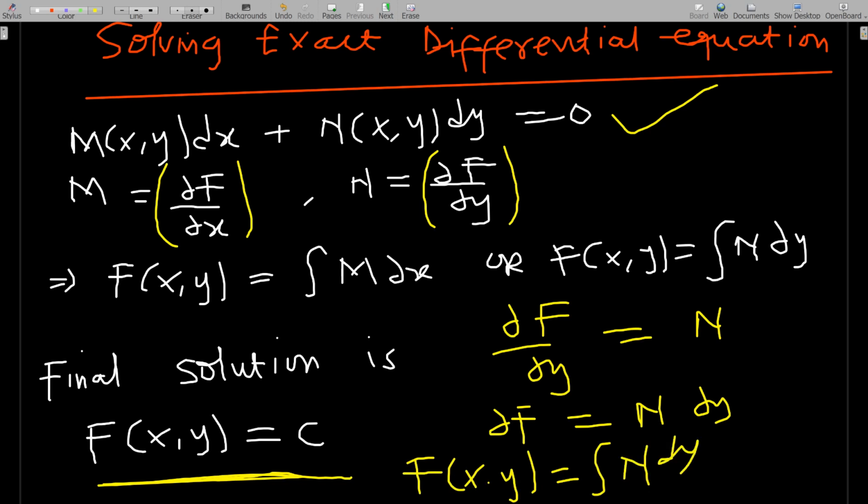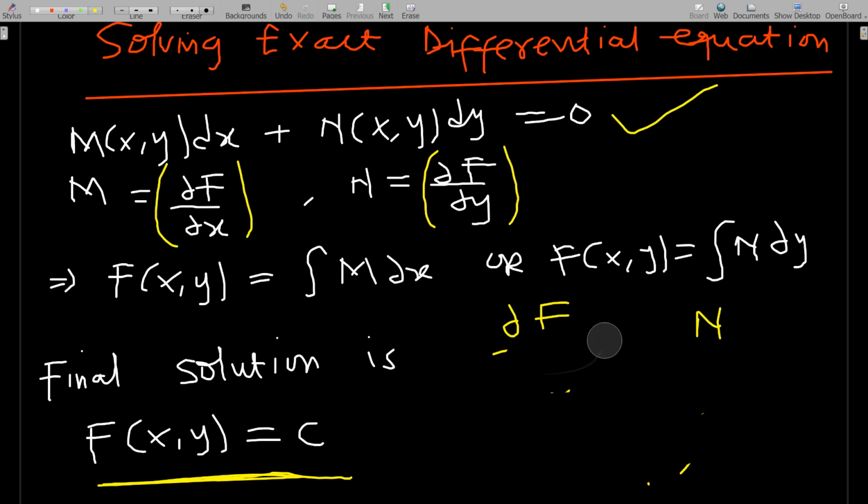So if I pick the N, that has to do with integrating N with respect to y. If I pick the M, that has to do with integrating M with respect to what, x. I hope you get this. So this is very simple. Solving an exact differential equation is one of the easiest differential equations you can get and solve. So after everything, once you are able to find your f of x, y, then the solution is f of x, y equals c as your answer.